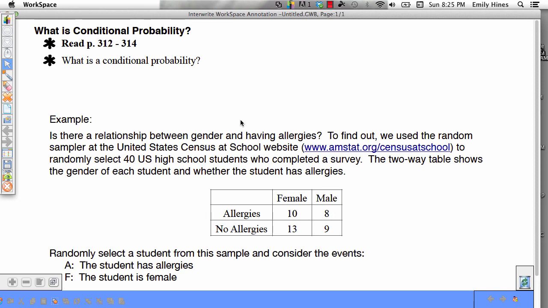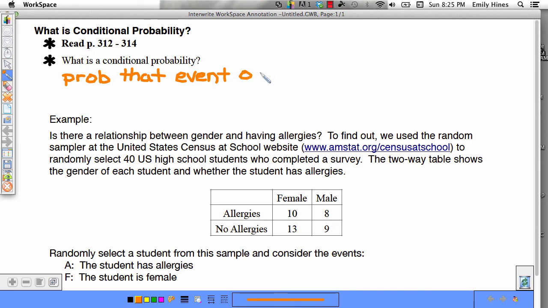This is where things get a little more advanced than the probability you've learned in the past, because we're going to start talking about conditional probability. Conditional probability is the probability that one event occurs given, and this is the big word here, given that another event has already happened.